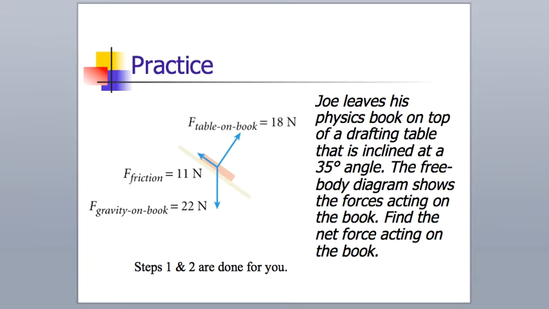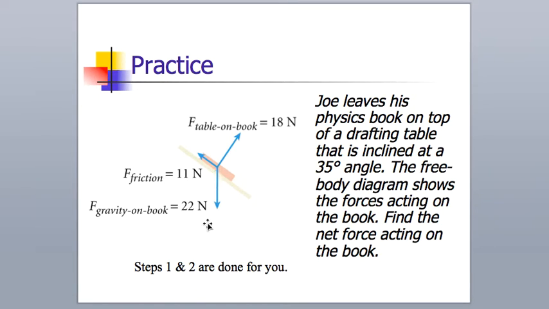So here's a practice problem that we could work on. Joe leaves his physics book on top of a table. It is inclined at 35 degrees. The free body diagram is shown at the left, and we want to find the net force acting on the book. In this picture, they kind of did the first 2 steps for you, which is draw a picture to scale and then identify all the known and unknown forces.